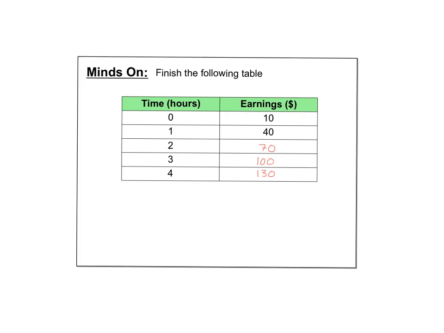Now, how did you figure that out? Well, we know that we start with 10, and then we went up to 40, and so the difference between that is 30. If we know that we're adding 30 each hour, then we're going to add 30 to get to 70, 30 to get to 100, and 30 to get to 130. Notice that it goes up by the same amount each time. So every time we add an hour, we add $30.